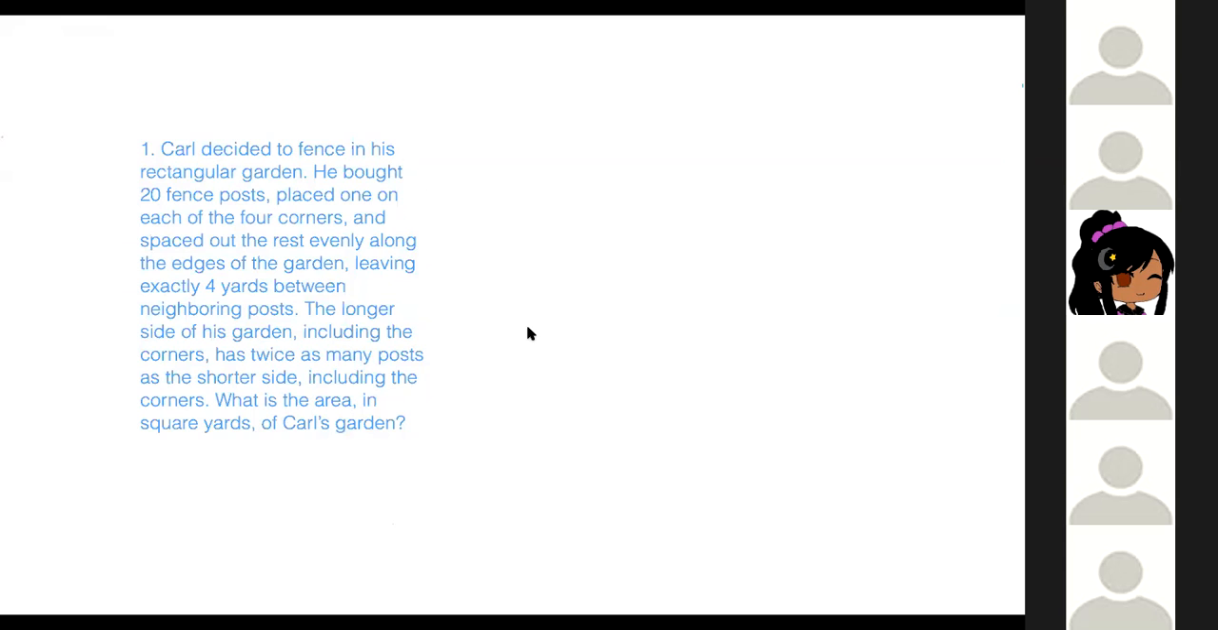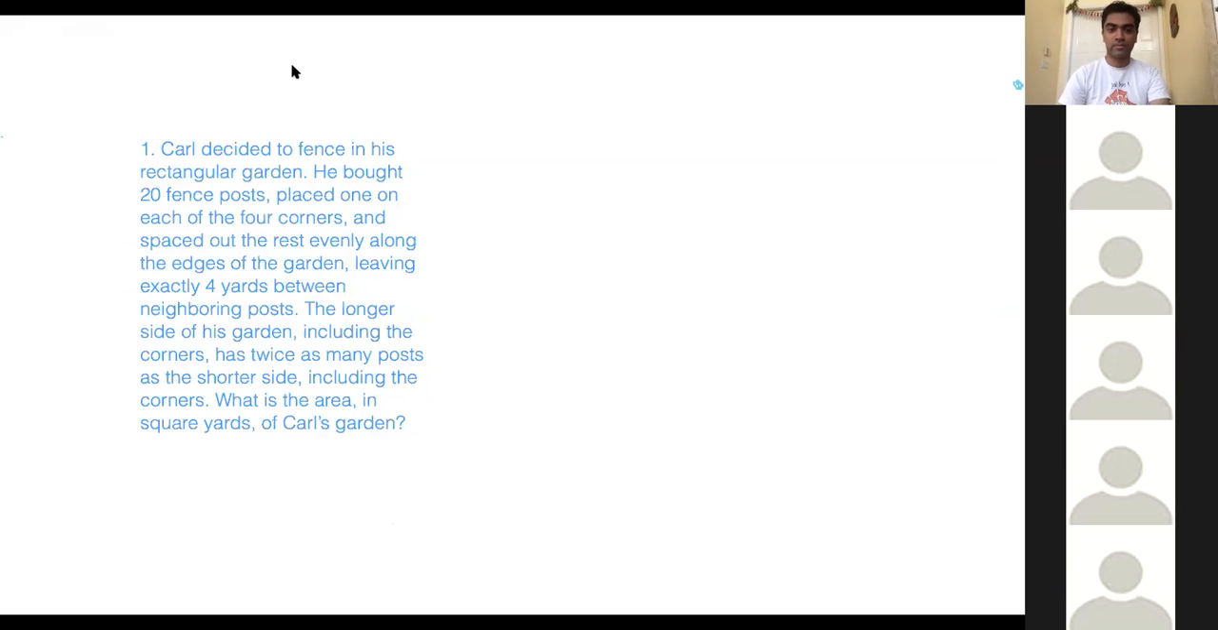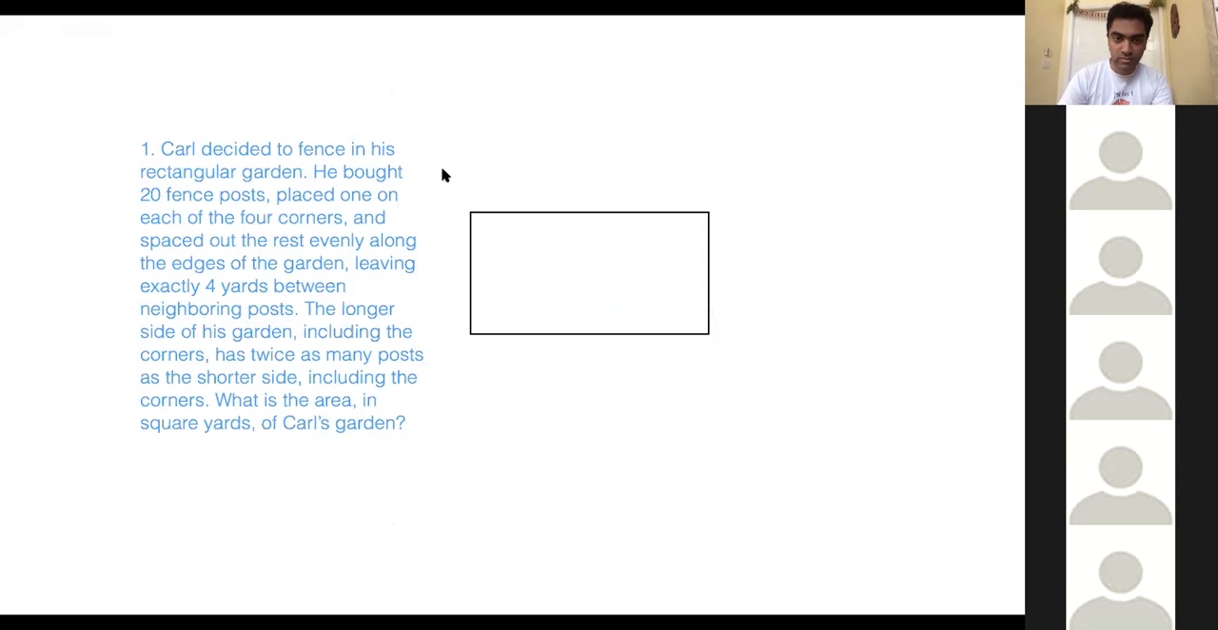Okay, good. 336 is correct. Let's see. Ahana, can you explain? Okay, so I drew a rectangle and then I drew some posts at each of the four corners. Then I drew the rest of them, making them all have an equal space between them.